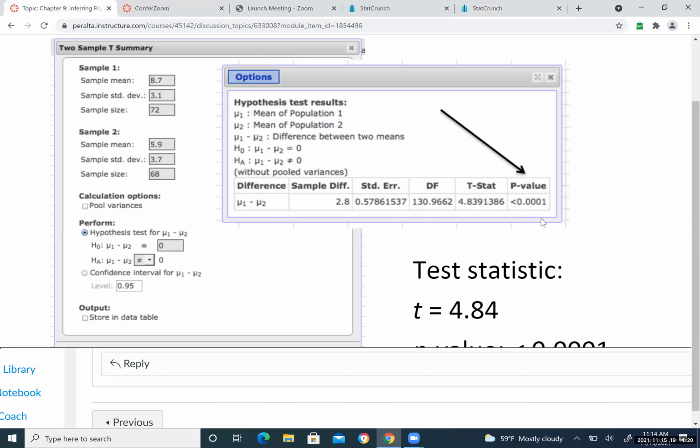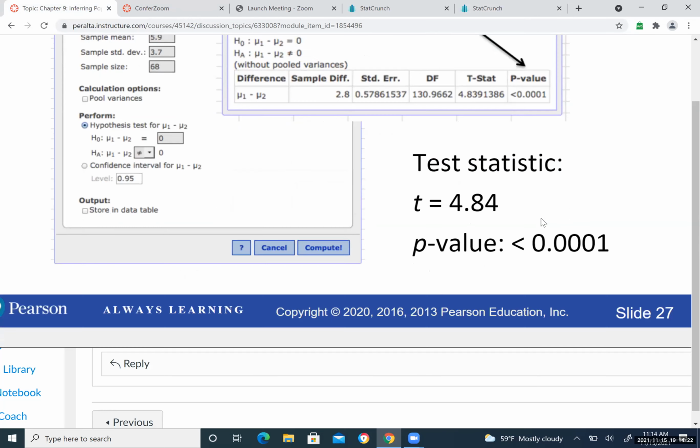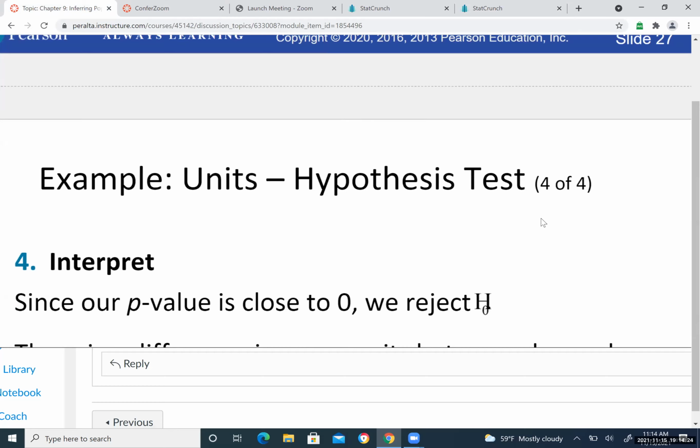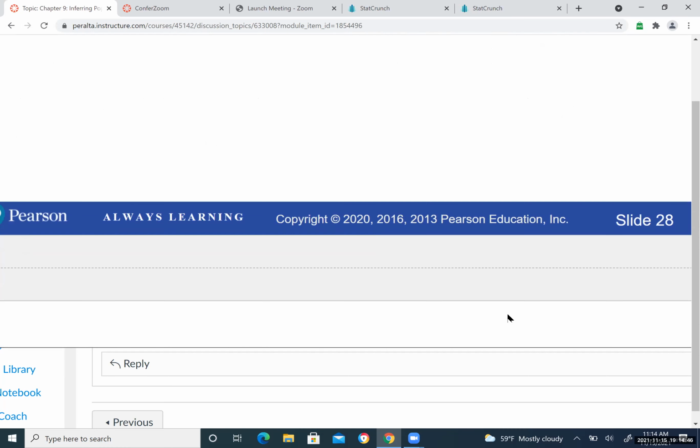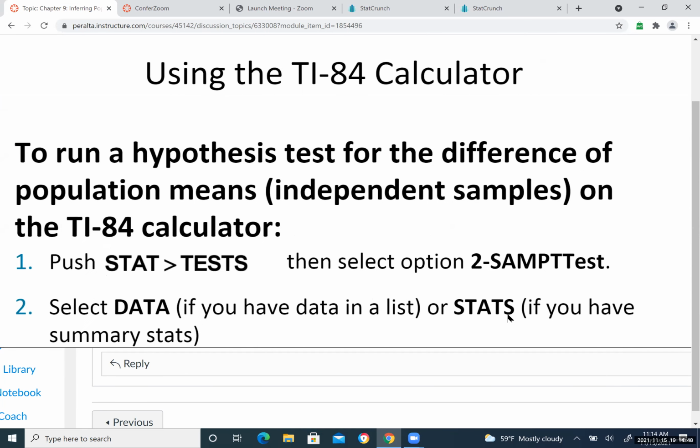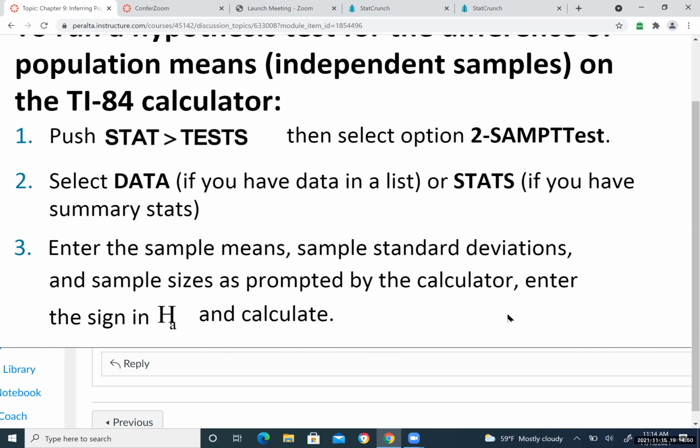All right, exactly the same. So the interpretation will be, yes, we accept the alternate hypothesis, right? So we say there is a difference in mean units between day and night students at this college. Because they're asking, is there a difference in mean units between day and night students? We say, yes, there is. And this is for using the TI-84.